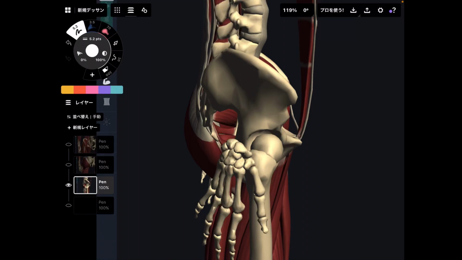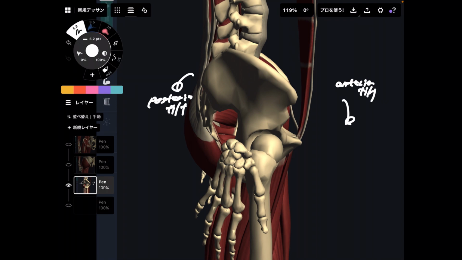In this video, I am going to explain the anatomy of pelvic tilt muscles. There are two ways of pelvic tilt movements. First one is this, anterior tilt. The other way is posterior tilt.